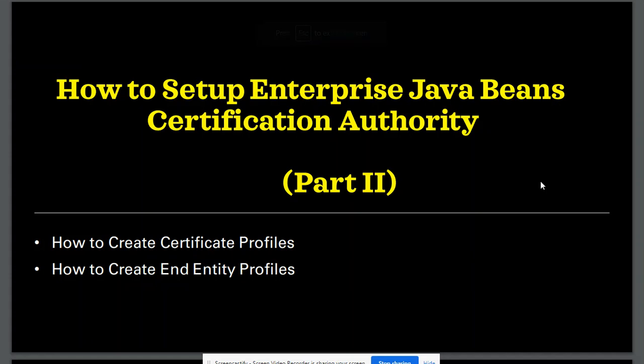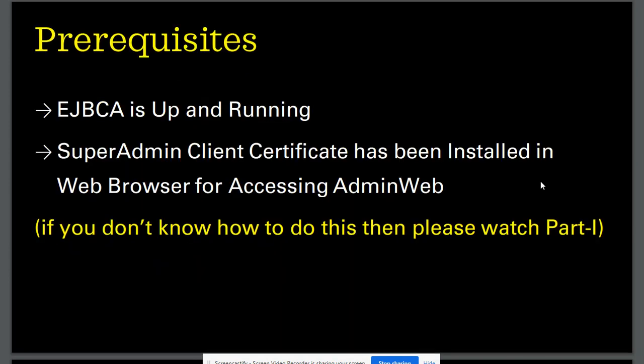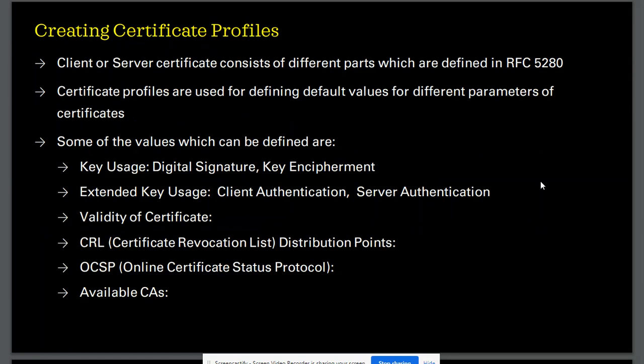In part 2 of how to set up a certification authority, we will cover how to create certificate and entity profiles, which are required by the CA for signing the certificates. Coming on to the first slide, which is the prerequisite, our CA should be up and running and our client certificate should already be installed in the web browser. If you don't know how to do this, please watch part 1.